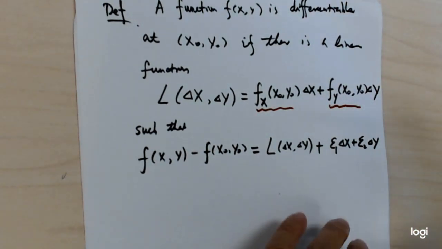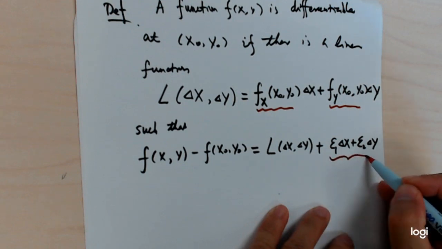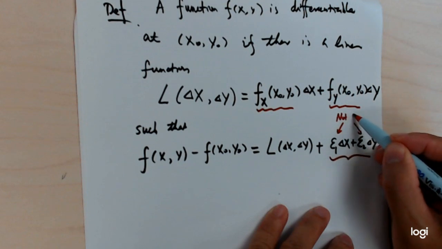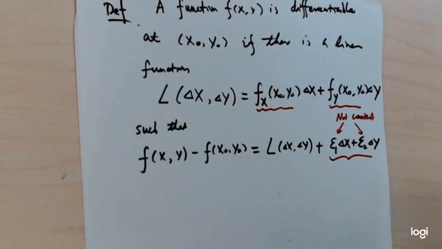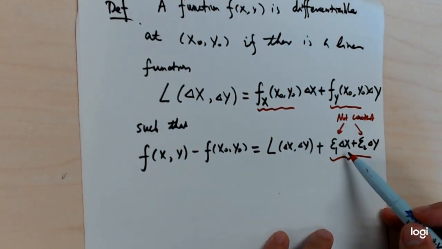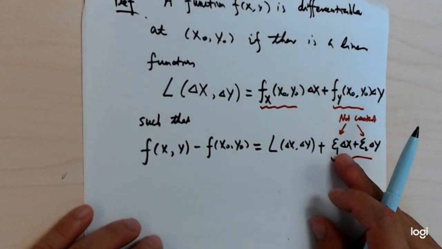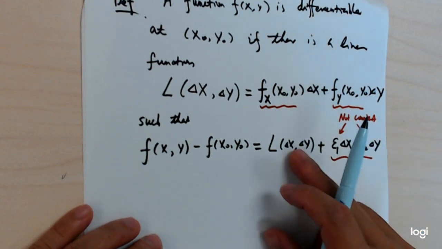So the key here is we don't really know what epsilon 1 and epsilon 2 are. They are not constants. They are just some expressions. So the key here is I'd like to isolate out the delta x, delta y. I need these to go to 0 faster than the linear part.